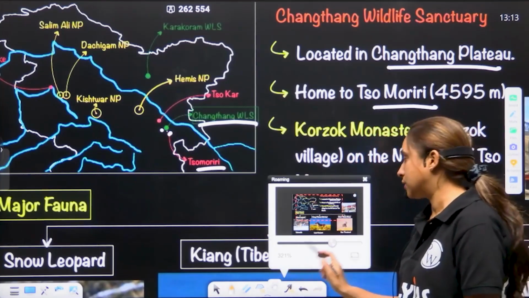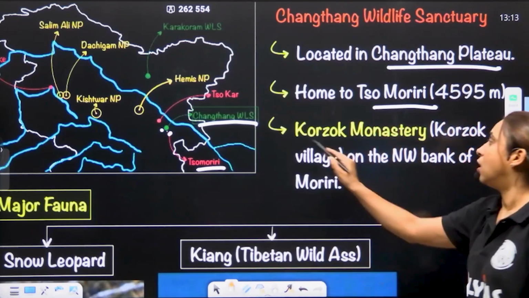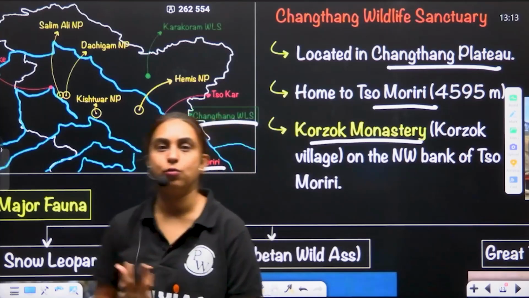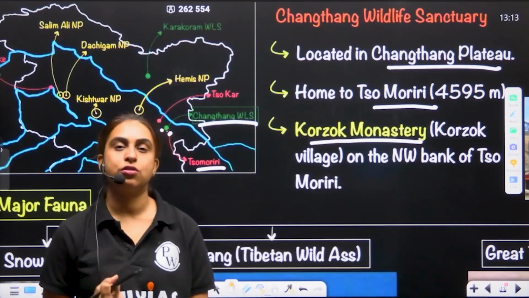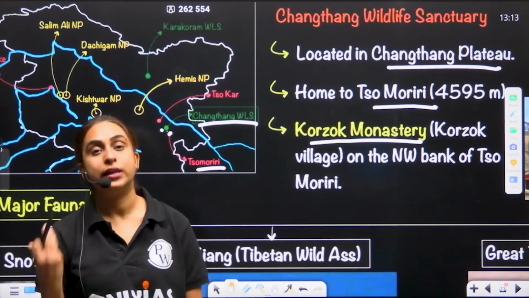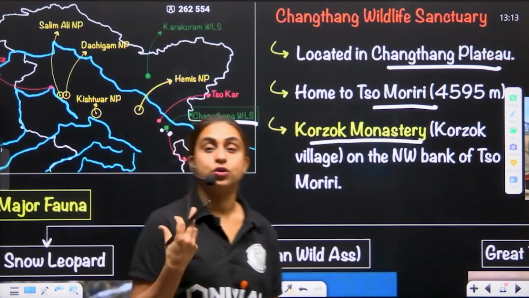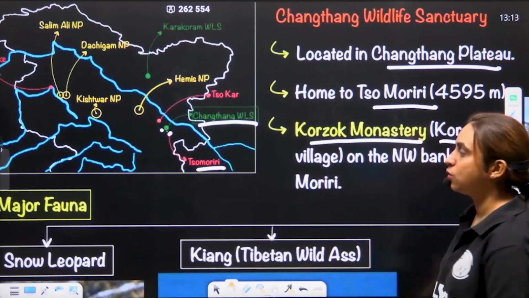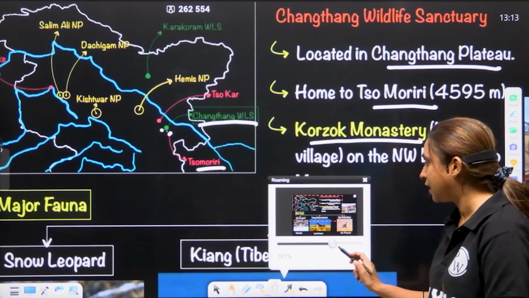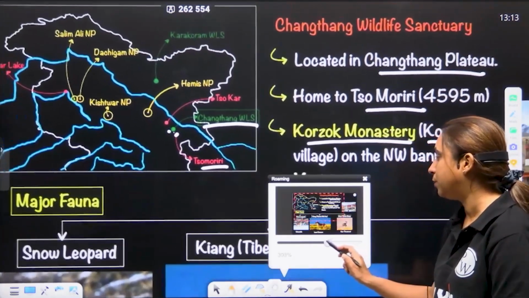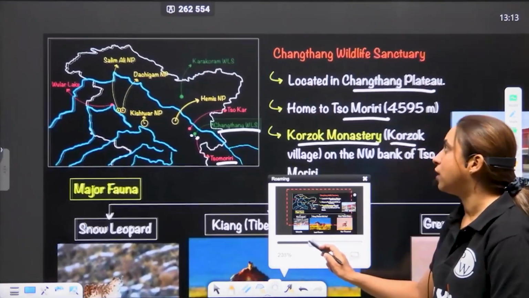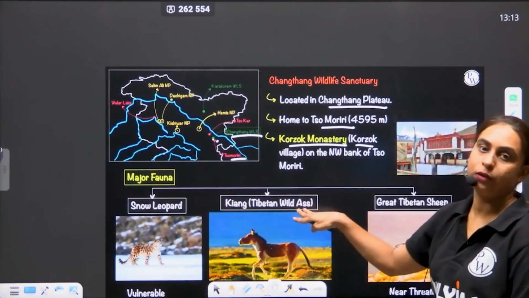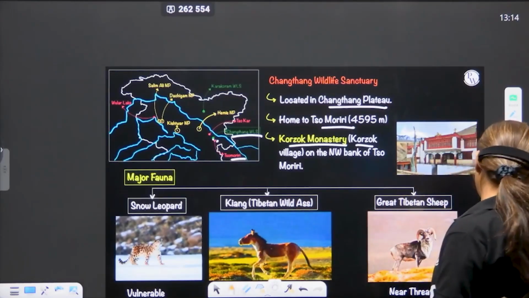Okay, and it also has a monastery. There's a village on the bank of Lake Tso Moriri, so it is famous for the monastery also. Changthang Plateau in Ladakh, Tso Moriri, it has the monastery because there's a village by that name. The fauna, you will have the same type. You will have snow leopard, Tibetan wild ass, and you also have Tibetan sheep.